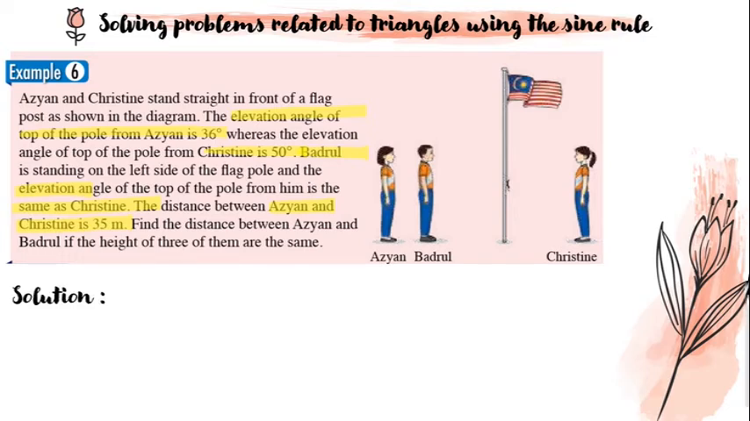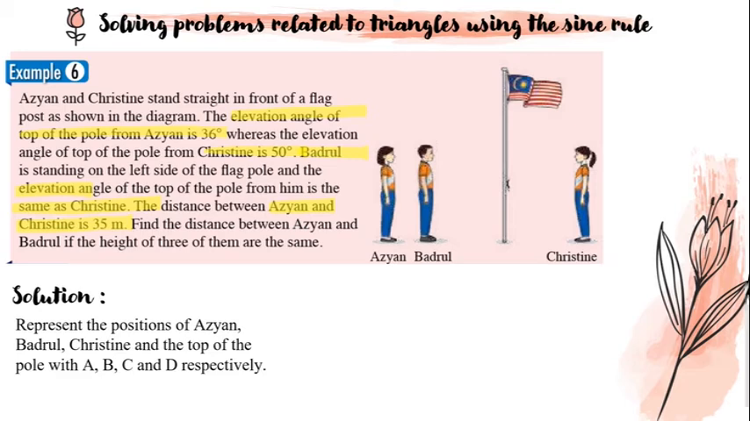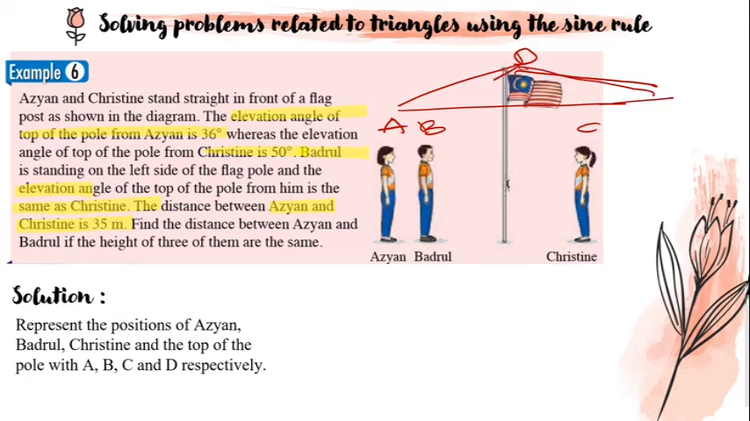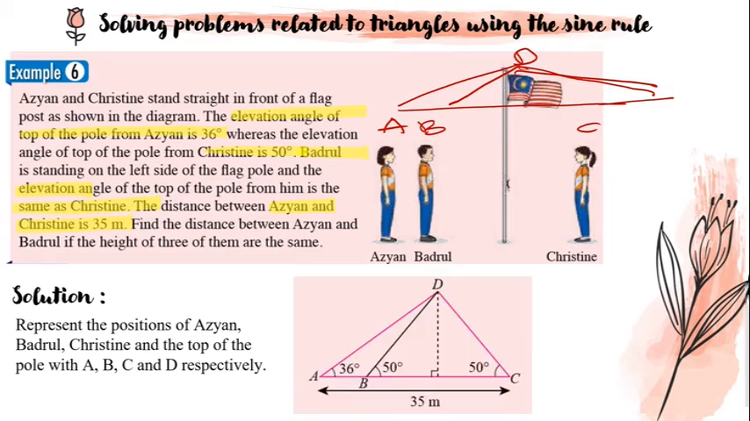So the solution. First, let's represent the positions of Azian, Badrul, Christine, and the top of the pole with A, B, C, and D respectively. So this one is Azian as A, this one is B, Christine as C, and this one is D. If you want to draw the triangle, it is like this. D is the top of the pole.